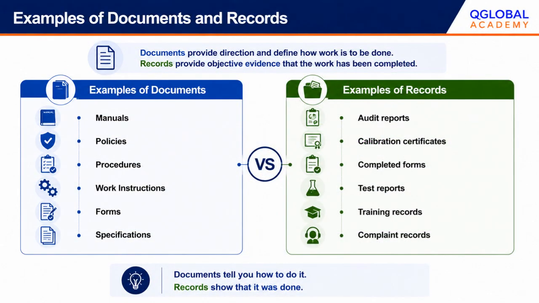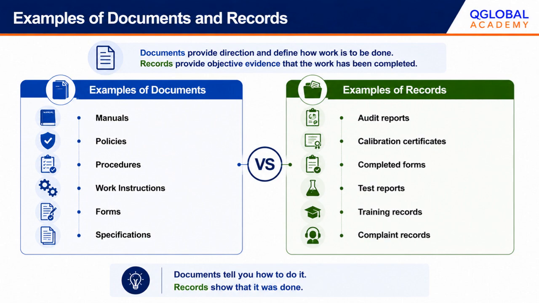Organizations use many different types of documents. Manuals provide an overview of the management system and its requirements. Policies define the organization's intentions and commitments. Procedures describe how activities should be performed. Work instructions provide detailed step-by-step guidance for specific tasks. Forms are used to collect information during an activity. Specifications define technical or quality requirements for products, services, or processes.